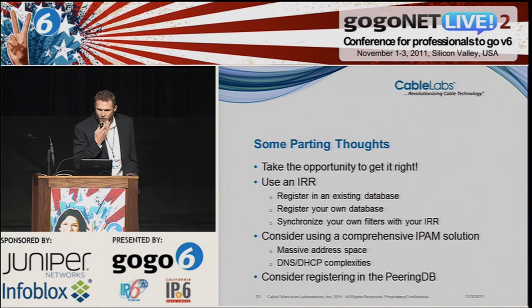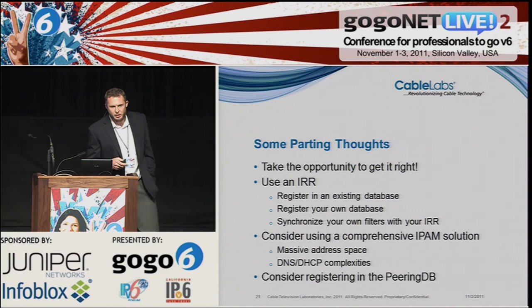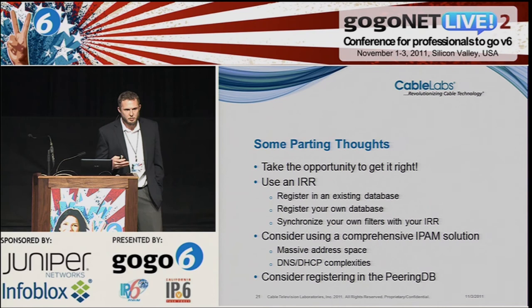And then just a few parting thoughts here. One thing is, IPv6 is kind of nice. You're basically rolling out a completely new logical network onto your existing infrastructure, and so you really have a chance to do it right from the beginning. So use an IRR: you can register in an existing database, or you can set up your own database. Make sure you're actually synchronizing your own filters with the IRR. If you're using the IRR for your customers, then you can build your customer filters off the IRR, and that way you're sure that it's actually working.